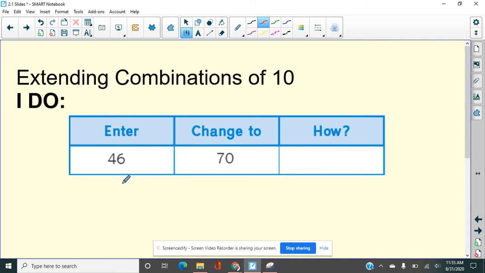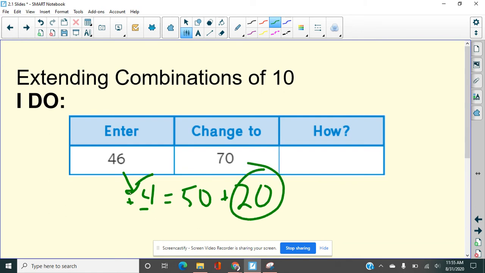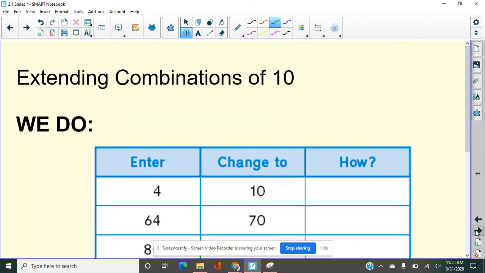All right, so let's say I want to go from 46 to 70. Well, if I add 4 more, that's going to get me up to 50. So now I'm up to 50. Well, how would I get up to 70 then? Well, I would need to add 20 more. So what did I add? I added 20 and 4. So I added 24 to get there. We're going to use groups of 10 to get to things that we know.